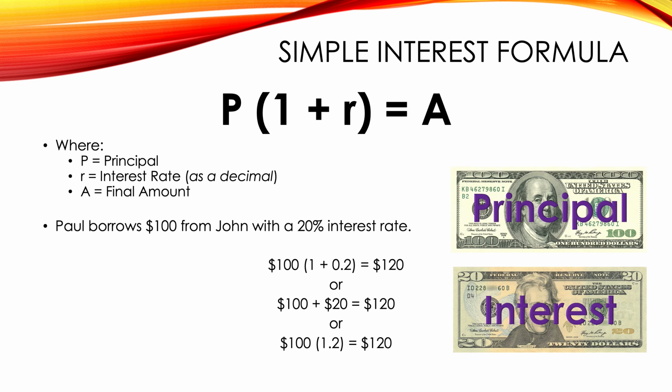The important thing to know is how much is going to be owed in the end here, right? So you've got $100 in principal that's owed, and then you've got $20 in interest that's owed as well. And again, who owes that? Paul. John is the one that earns that.